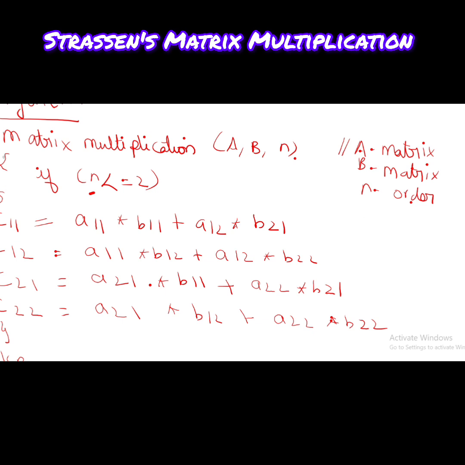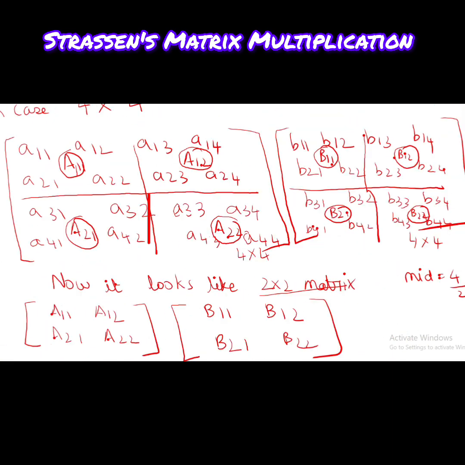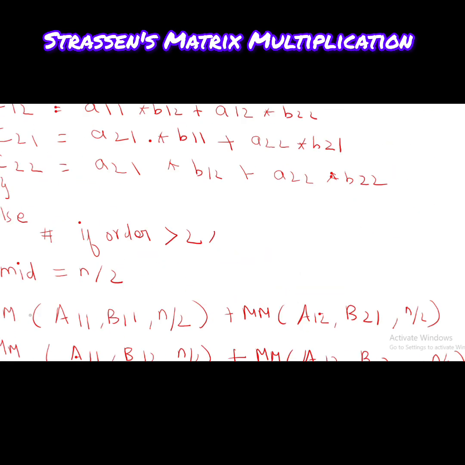Okay, similarly we do the same thing to find C11, C12, C21 and C22. In this case, the order of the matrix is less than or equal to 2. In case the order of the matrix is greater than 2, what are we doing? We are breaking the matrix, that is, we are finding the mid value by dividing N by 2.